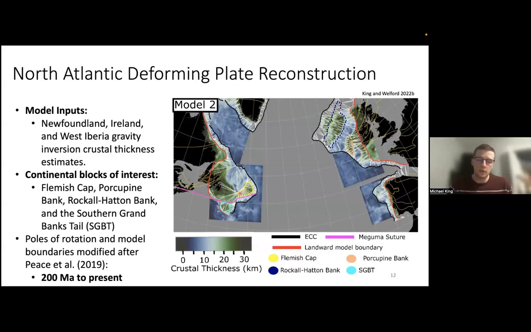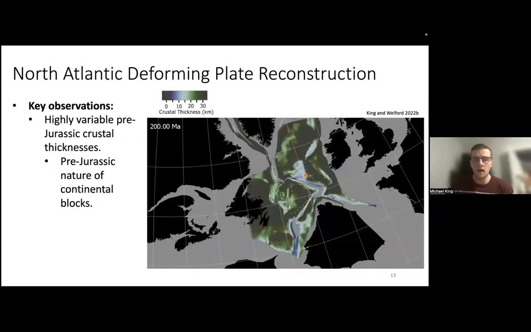We also include the Southern Grand Banks tail down here, and along the Irish margin, we also have the Rockall-Hatton Bank and the Porcupine Bank over here as well. In terms of the poles of rotation and model boundaries, these are modified after Peace et al. 2019, and we're going to be evaluating this model from 200 million years ago, the pre-Jurassic, to present day. So if we take this model and reconstruct it back to 200 million years ago, this is essentially what we get here on the right-hand side.